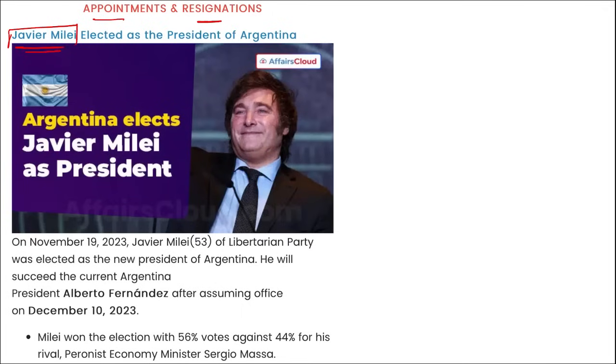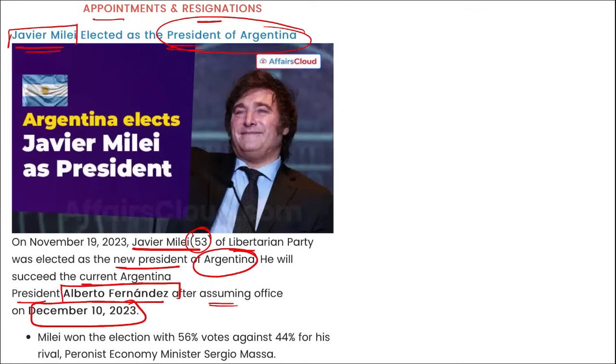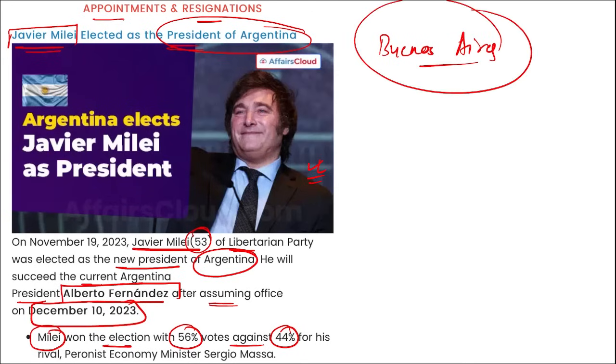Javier Milei has been elected as the president of Argentina. I repeat, Javier Milei, who is 53 of Liberation Party, was elected as the new president of Argentina. He will succeed the current Argentina president Alberto Fernandez after assuming the office on 10th of December 2023. Milei won the election with 56% votes against 44% for his rival. Right? So remember, he has been appointed as the new president of Argentina. Correct? What is the capital of Argentina? Buenos Aires. Right? And currency here is Argentina peso.